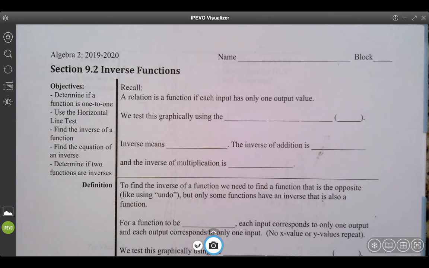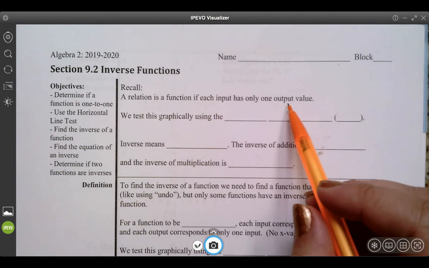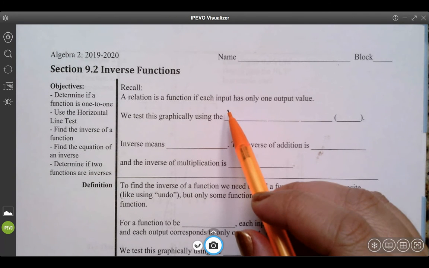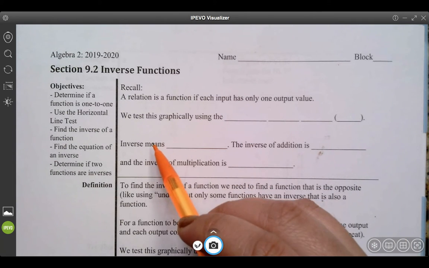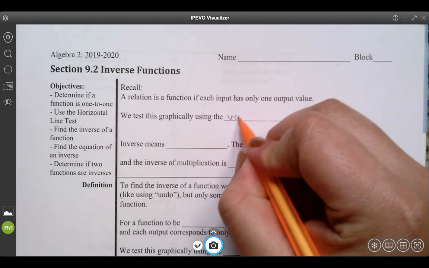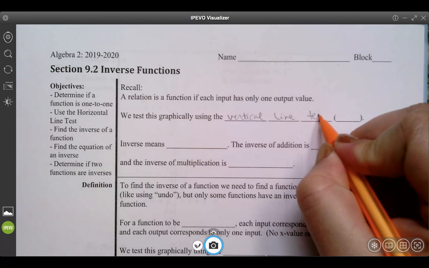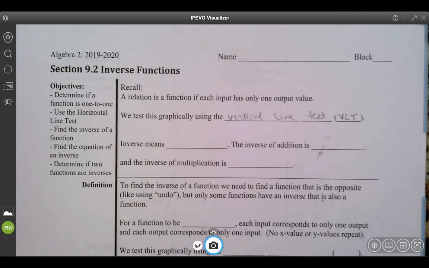So first of all, I'd like us to recall that a relation is a function if every input has only one output. That means that every x has only one possible value of y. If I put a number into a function, I can only get one answer. And we can test this using the vertical line test. We're going to abbreviate that with VLT, vertical line test.